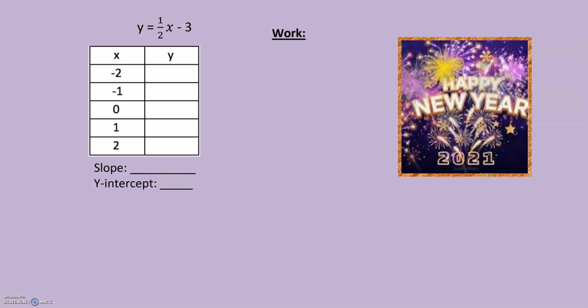Okay, so we're going to use what we did in our warm-up to complete this equation. That means every time we see x, we're going to plug in the x value. So rewrite the equation every time. Y equals 1/2 x, right? That x is now -2. We're going to make that -2 over 1 so that it's a fraction being multiplied to a fraction. And then -3, because that's what our equation says. Let's go ahead and do that math.